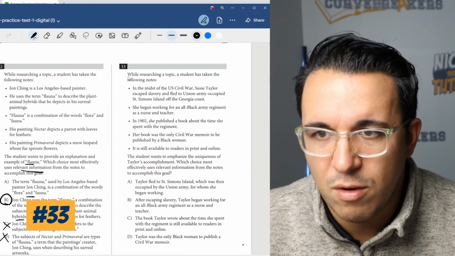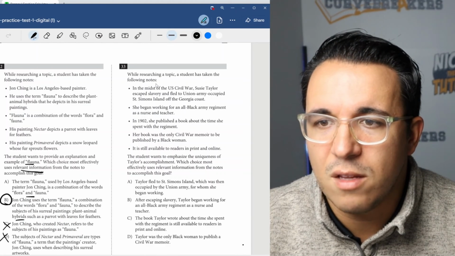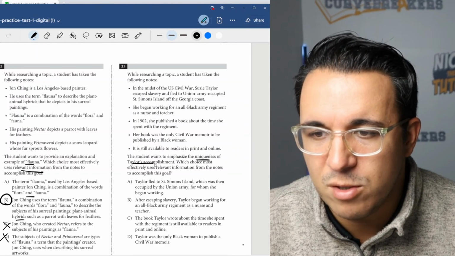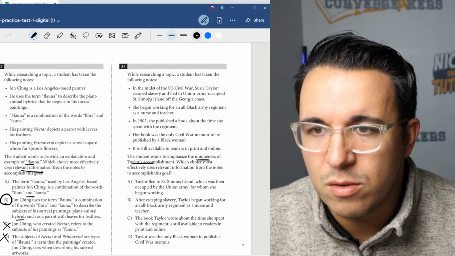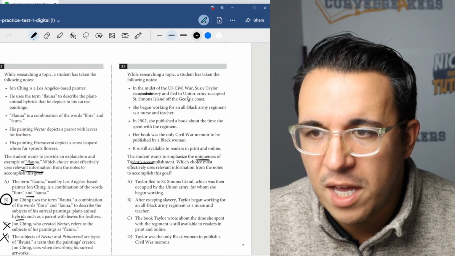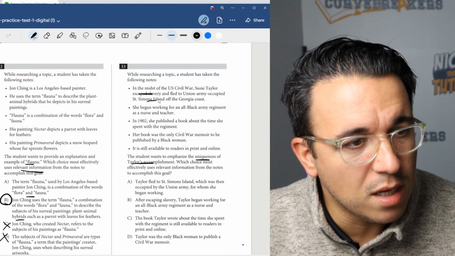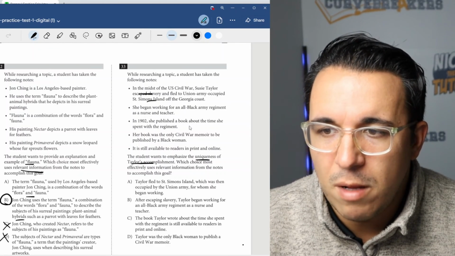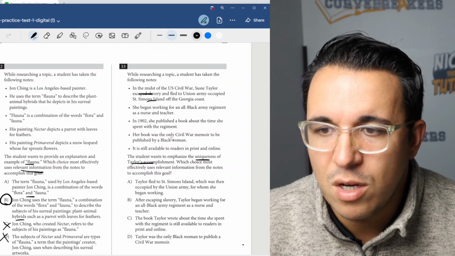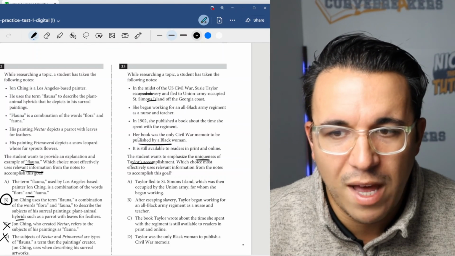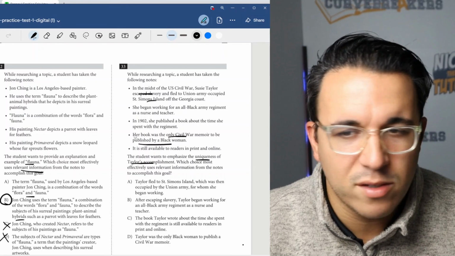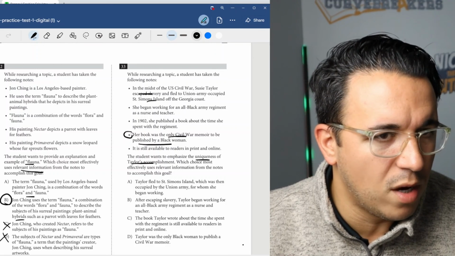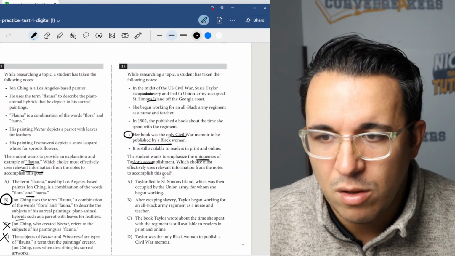Let's get into number 33. While researching a topic, a student has taken the following notes. So here are the notes. I want to emphasize the uniqueness of Taylor's accomplishments. We're looking for an accomplishment that is unique. So she escaped slavery and fled to this island. That could be unique, right? But let's look at the rest of it. She began working for an all-black Army regiment. She published a book about the time she spent with the regiment. Her book was the only Civil War memoir to be published by a black woman. So the only one, right? So this sounds like the unique accomplishment because she was the only one, which would make it unique, right? So we're going to look for something like that.